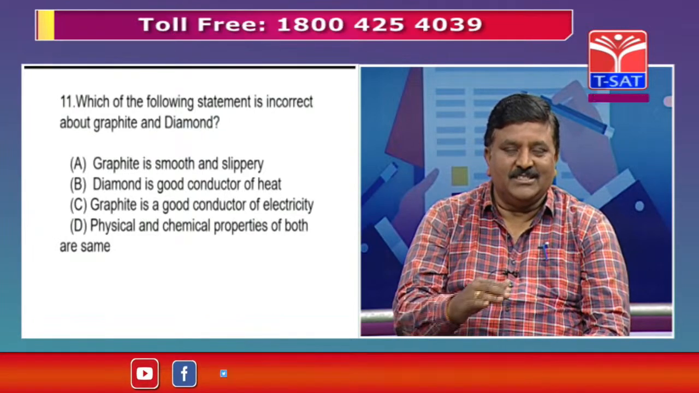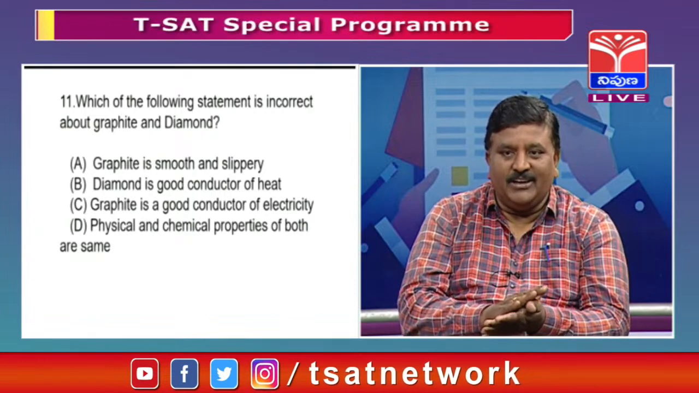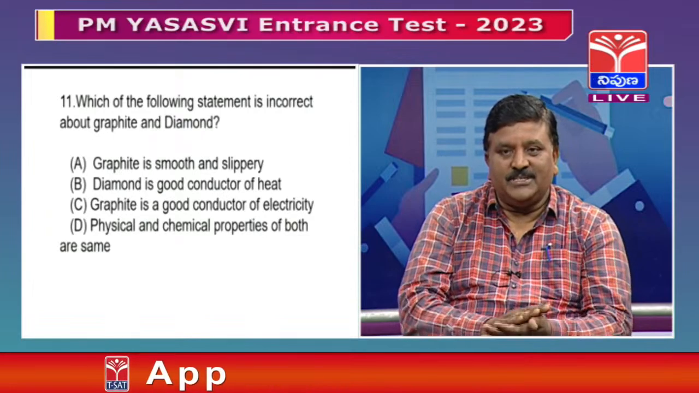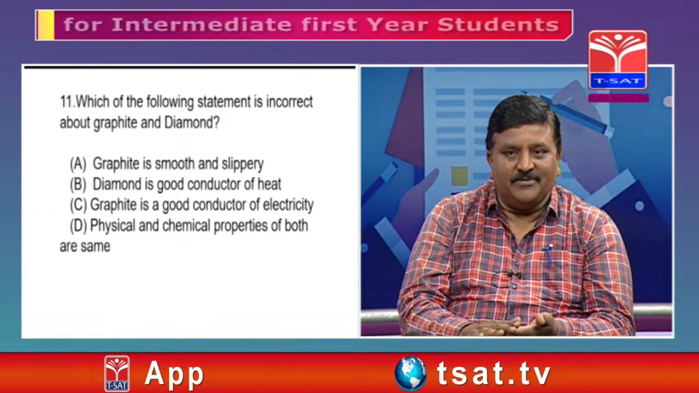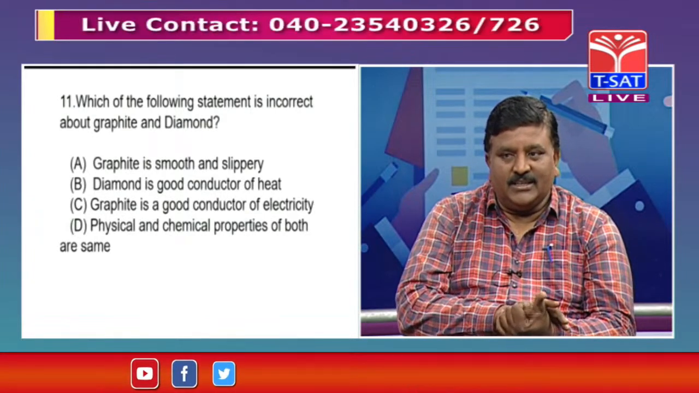Why? Because it has very thin layers. Between one layer and another, it will slip, because of its tendency. So, it is very smooth because of its layers. So, A is correct.